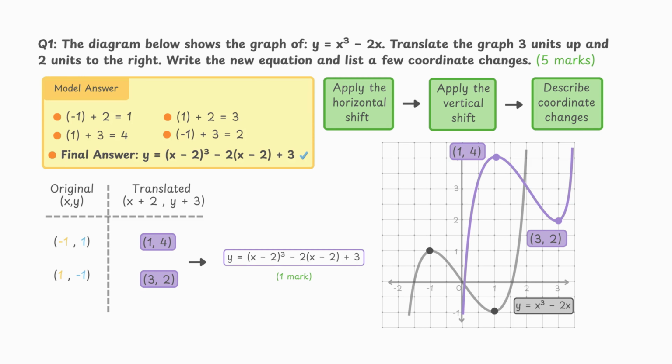Now let's recap how we solved the question. First, we applied the horizontal shift. Then, we applied the vertical shift. After that, we described the coordinate changes using x plus 2, y plus 3. Finally, we used those translations to write the new translated equation. That secures all 5 marks in the exam.